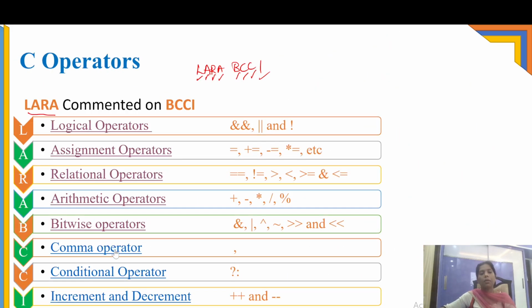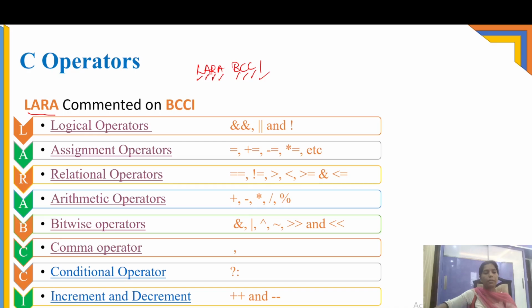Next, comma operator. This is very simple. A comma B comma C. This is the comma operator. To separate 2 variables or anything, we will use the comma operator.